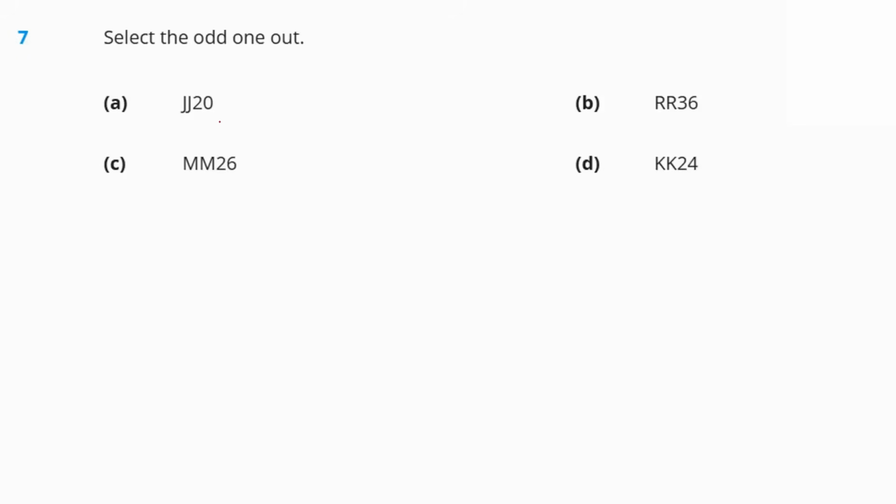Next, question number 7. Select the odd one out. JJ20, RR36, MM26, and KK24. What's the rule over here? See, if we follow J and J, both are the 10th alphabet of English. So 2 times J gives you 10 plus 10, that's 20. So JJ20 is correct.